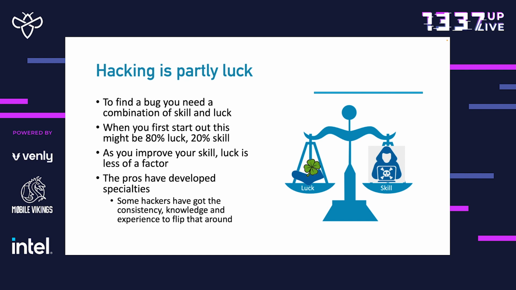So someone like me, what I'm doing is I know what works for me, and I know the kinds of target that work for me. So I'm putting that together and choosing targets that I think will work very well for me. And I'm making that decision really quickly, so I'm not spending time on it. And the pros have developed speciality. That's how you get consistency, and it's that knowledge to completely flip that luck element around, where it's mostly skill and a little bit of luck.